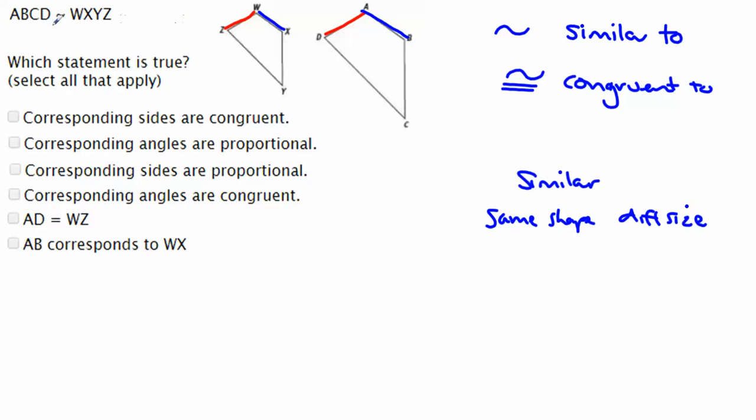So here our statement says ABCD is similar to WXYZ. So we've got the same shape but different sides. So same shape means that the angles haven't changed. The angles are congruent. Different size means it's changed its size, but in a predictable manner. The sides are proportional.